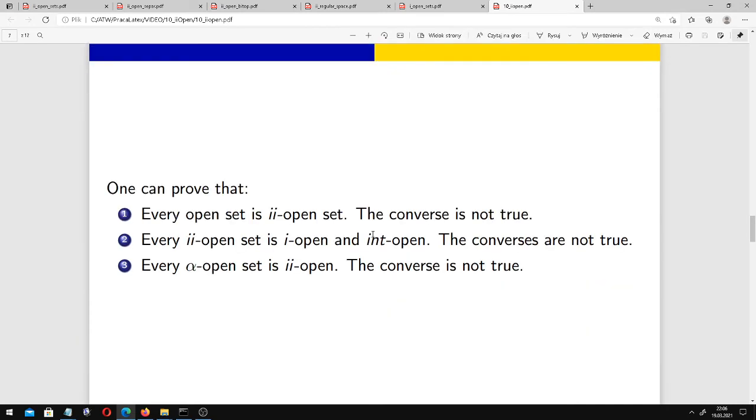One can prove that every open set is II open set, and the converse is not true. Every II open set is I open and int open, and the converses are not true, of course. And that every alpha open set is II open, and converse is not true. These theorems are in the original paper of our authors, namely Mohammed and Abdullah.